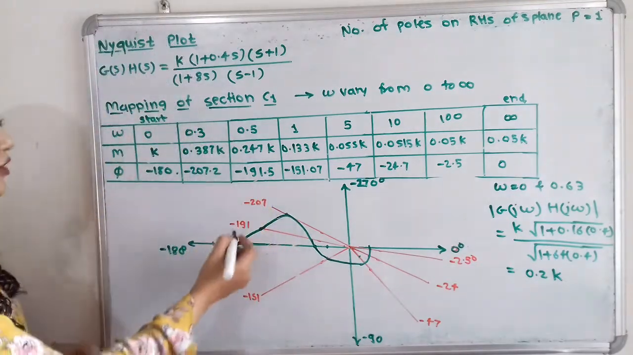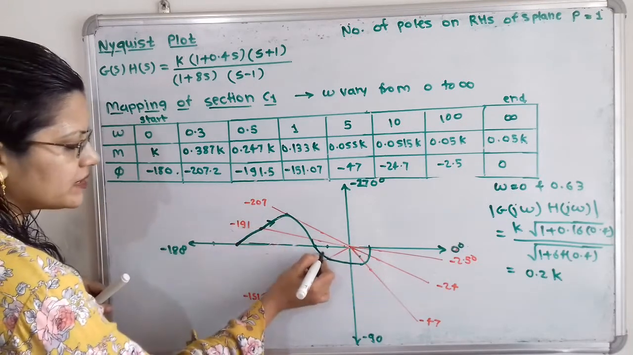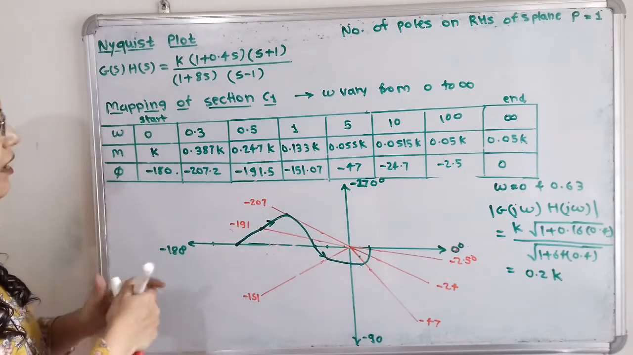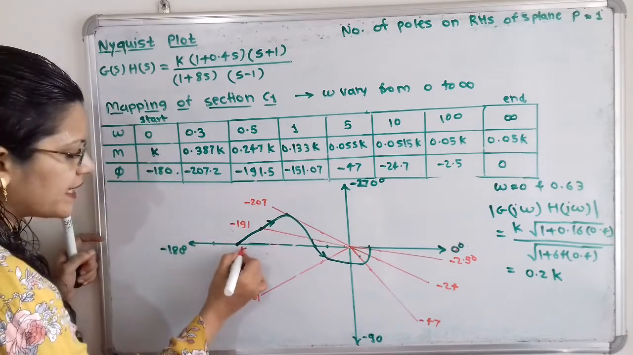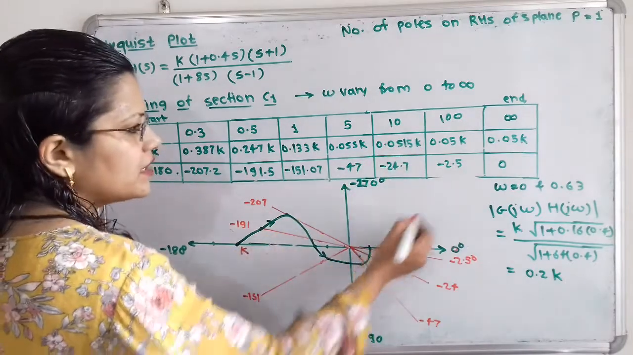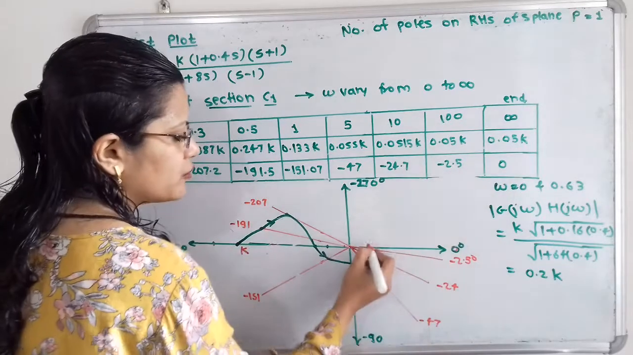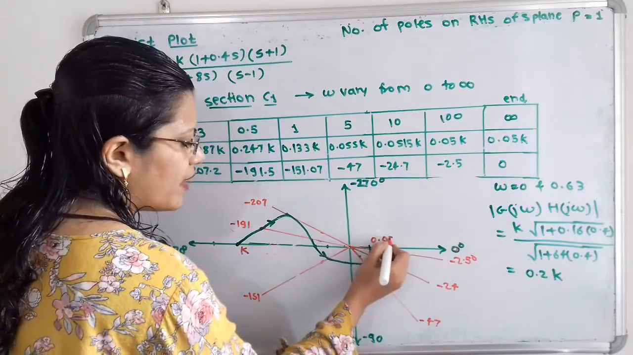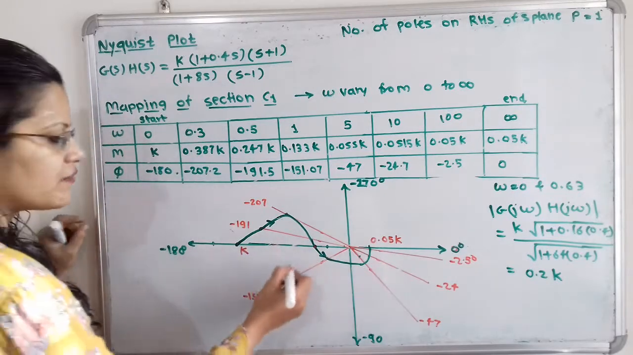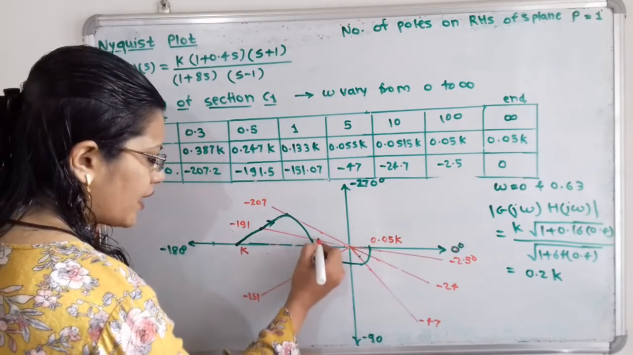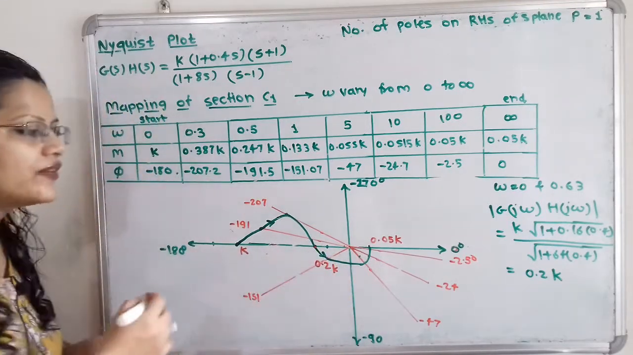So we will show the arrow also. Here is the start point and here is the end point. We will show the arrow in this direction. I will refer to the magnitude here. For minus 180 degrees, the magnitude is K, and for omega equal to infinity, the angle is 0 degrees and the magnitude is 0.05 K. We will refer here, this is the point of intersection, and that is equal to 0.2 K. So I will write it here as 0.2 K. This is the point of intersection.